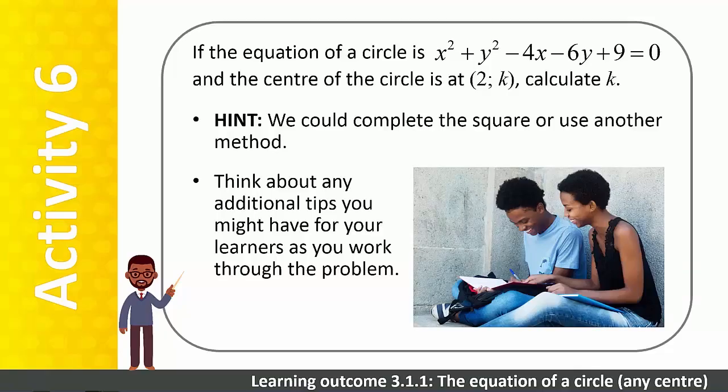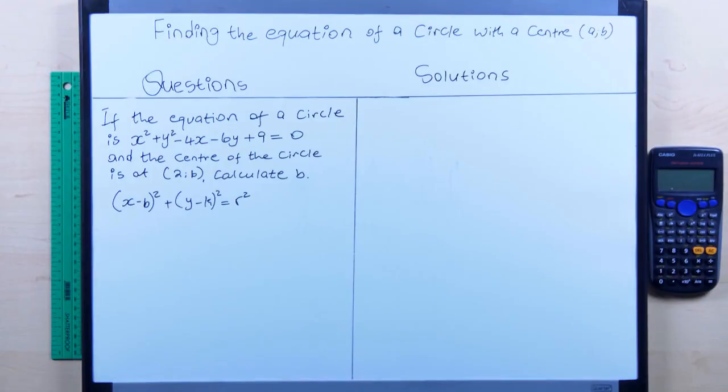A lecturer is going to take us through the solution. This question could be solved by completing the square, but the lecturer is going to use an alternative method. If the equation of a circle is x squared plus y squared minus 4x minus 6y plus 9 is equal to 0, and the center of the circle is at (2, b), calculate the value of b.